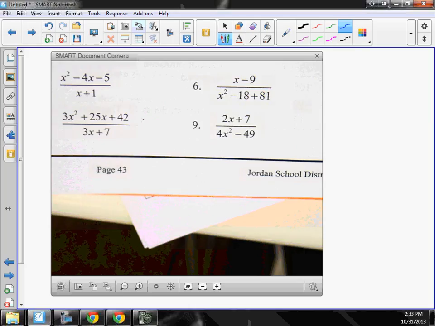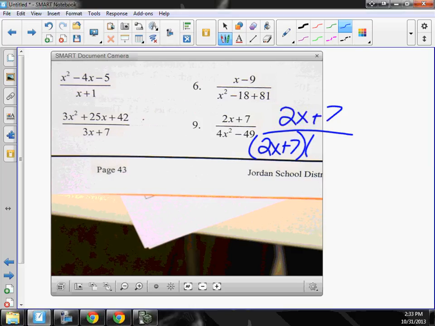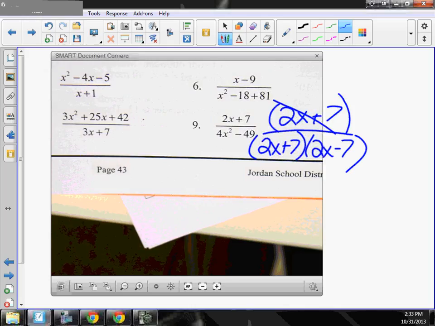Did you guys figure out number 9? Can I pull anything out of the top? No. What about the bottom? I can't pull anything out, but can I factor it? Yes, it's a difference of squares. So 2x plus 7 over, good, 2x plus 7 and 2x minus 7. So this factors, if the top disappears, what's left? A 1, and that goes away. So the answer is 1 over 2x minus 7.